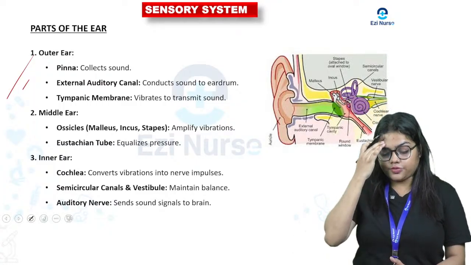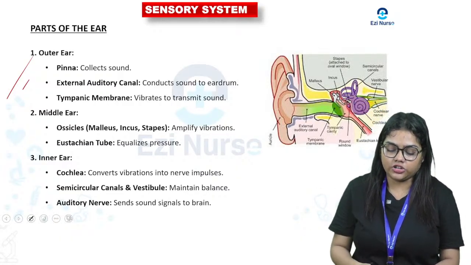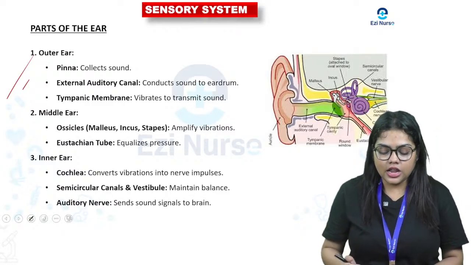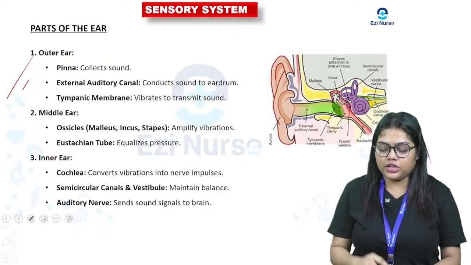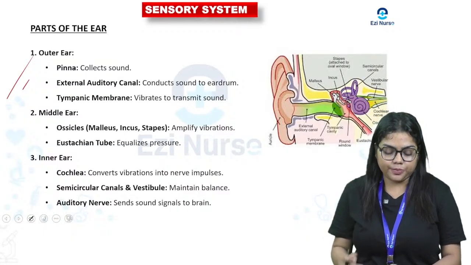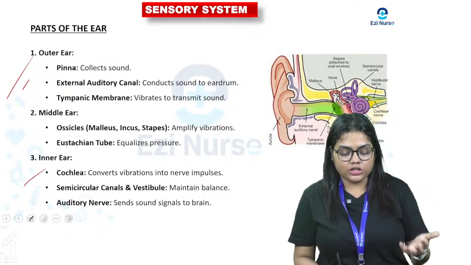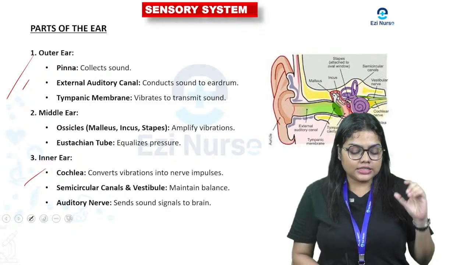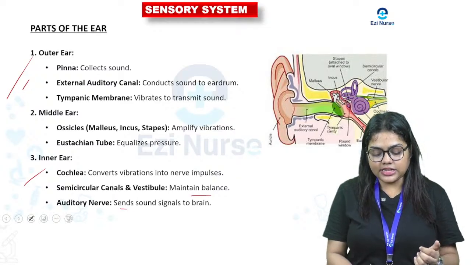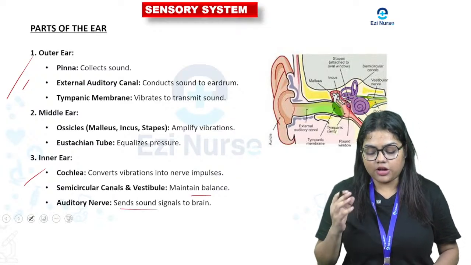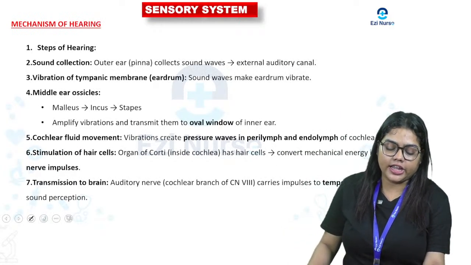The outer part will collect the sound, and includes the pinna, external auditory canal and tympanic membrane. The middle ear includes the ossicles and Eustachian tube, which will amplify the vibration. Then the inner ear has the cochlea, which converts the vibration into nerve impulses and sends them to the brain. Semicircular canals and vestibule maintain the balance, and lastly the auditory nerve sends the sound signals to the brain.